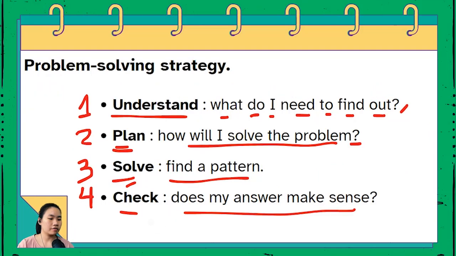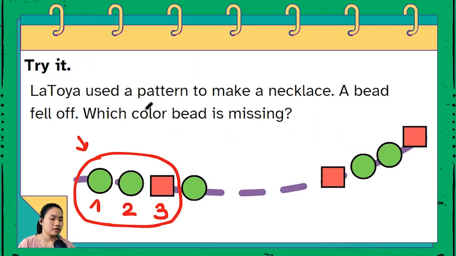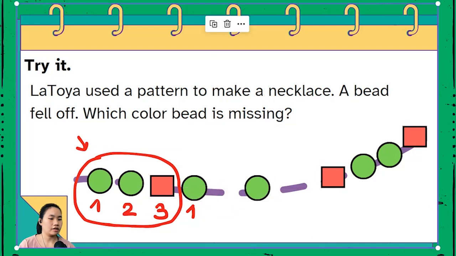Number 3, solve. Find the pattern. Since we already have the pattern unit right over here, let's move on to solving it. Circle number 1. Circle again, number 2. And number 3 is the square. That's it. That is our bead right there. Now let me just erase this and copy and paste. And the missing bead goes here.